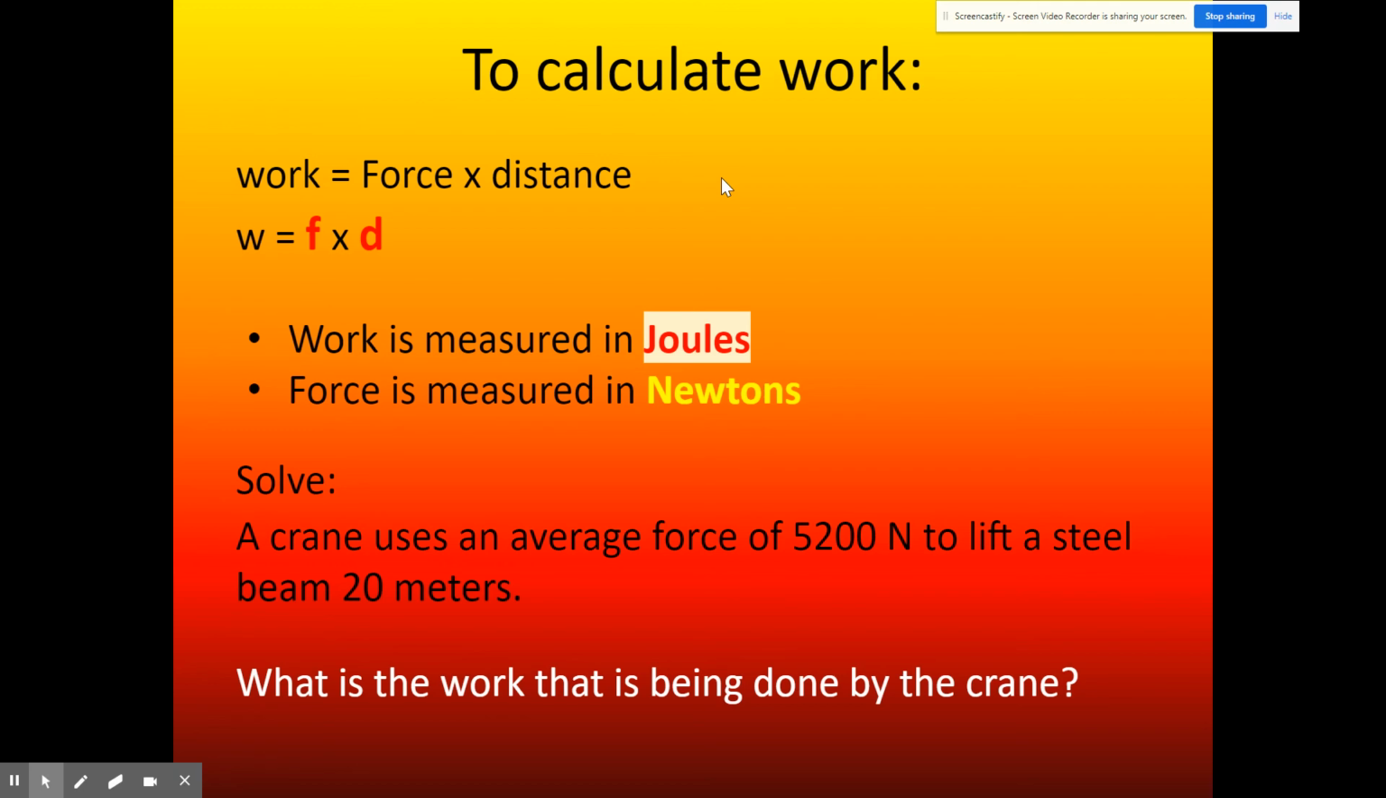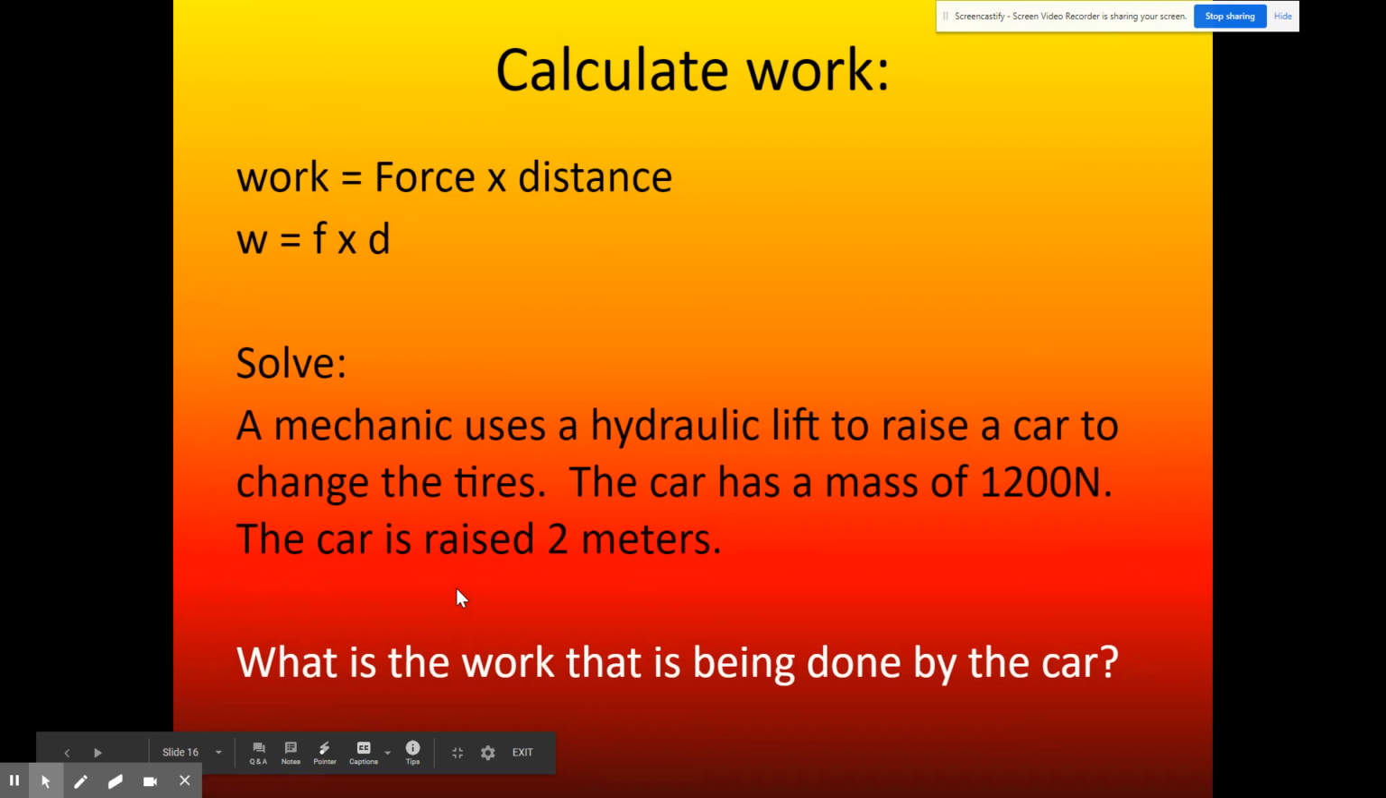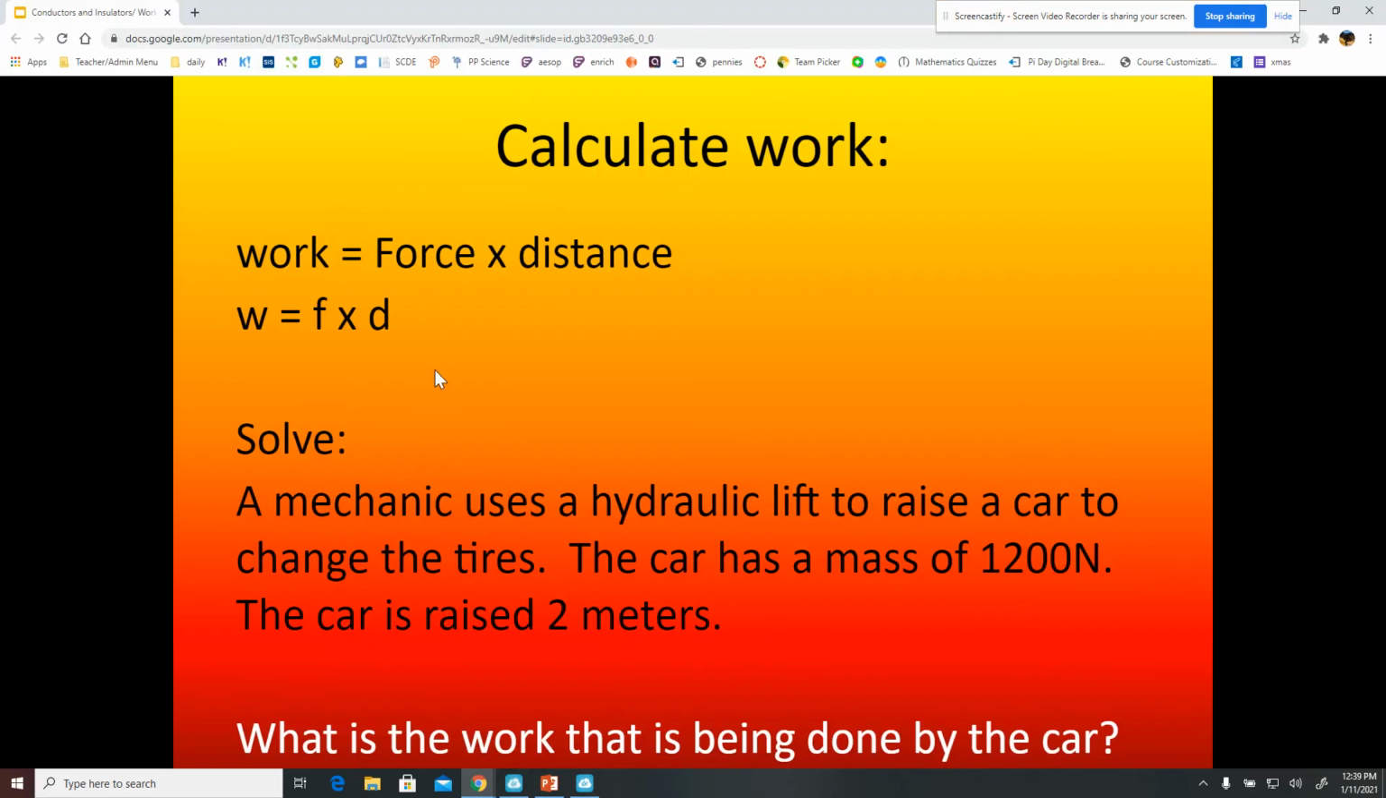And let's look at the next example. So now we have a mechanic who's using a hydraulic lift. He wants to raise the car to change the tires. The car has a weight of 1,200 newtons, and the car was raised 2 meters. So in our formula, we would replace the force with 1,200 newtons and the distance with 2 meters, and then we would multiply to solve how much work was done. Put your answer in the add puzzle, and then that is it.